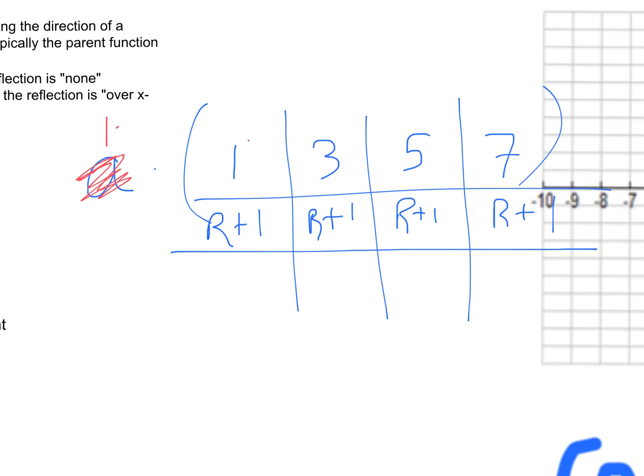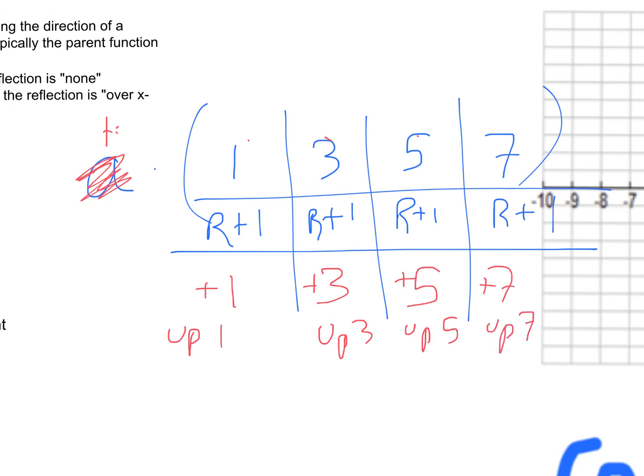So 1 times 1 is 1. 1 times 3 is 3. 1 times 5 is 5. 1 times 7 is 7. Which means, since it's positive 1, positive 3, positive 5, positive 7, some of you probably already guessed that we're going to go up 1, up 3, up 5, and up 7. Now again, will you be able to plot all those points? Probably not. But again, we'll do our best. Okay? So here we go.